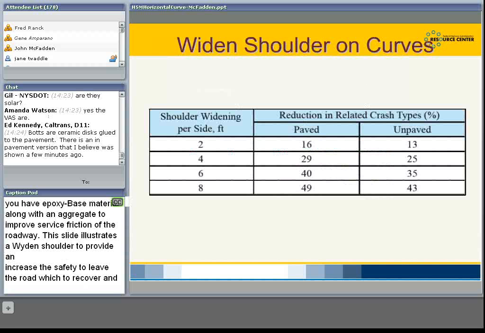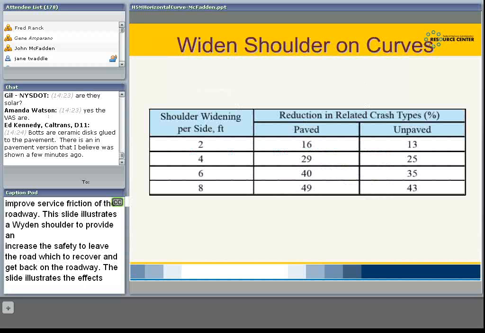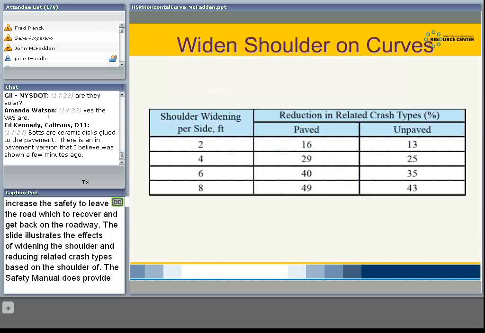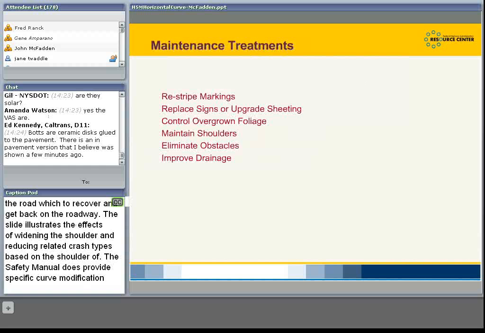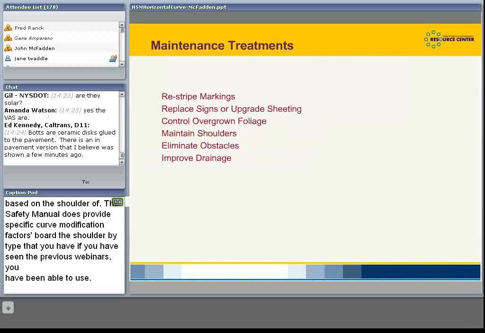which involves longitudinal directional vehicle control improvements by milling in 3/16 to 3/8 inch wide cracks or indents into the pavement, versus a skid-resistant application where you have epoxy-based material along with an aggregate to improve the surface friction of the roadway.